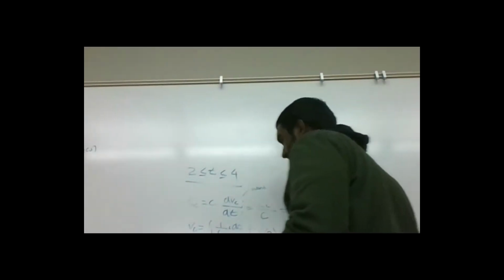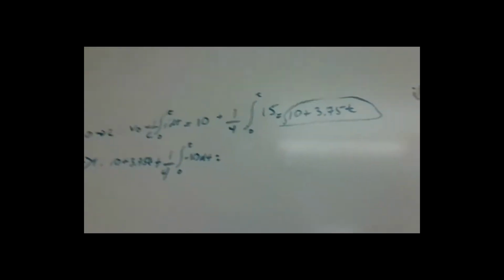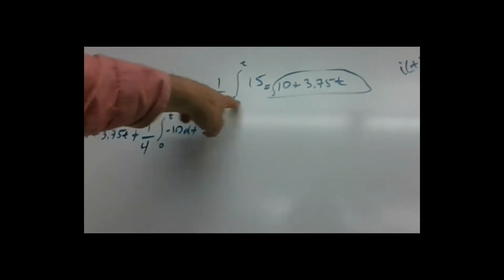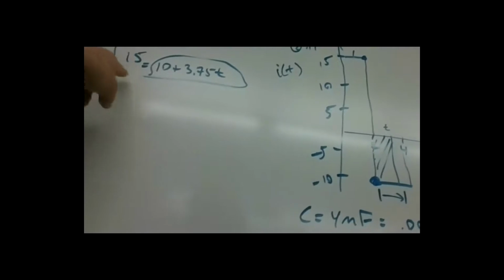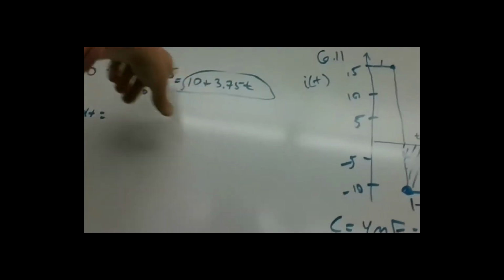Is it better? Yeah. So you've got to figure out the result for 2. Matthew found the answer here for 0 to 2 was 10 plus 3.75t, because he did v0, which is given as 10, plus this integral. And I here is 15. You integrate that, and you get 15 over 4, which is 3.75. It's just the integral, I just put a t on it, because it's just a constant.